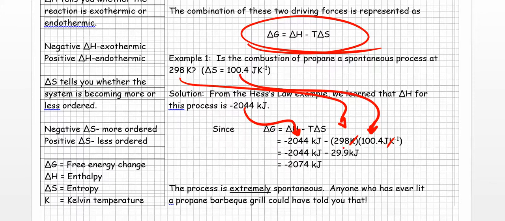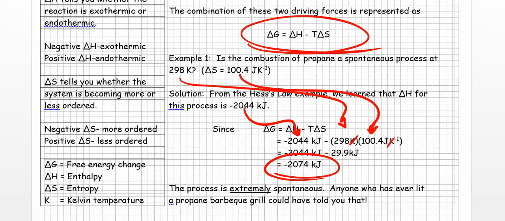So I'll say 298 times 100.4, then divide by 1,000 to get to 29.9 kilojoules. So then I'll just do the math. Minus 2,044 kilojoules minus 29.9 kilojoules. This is my final answer. It's a minus 2,074 kilojoules.